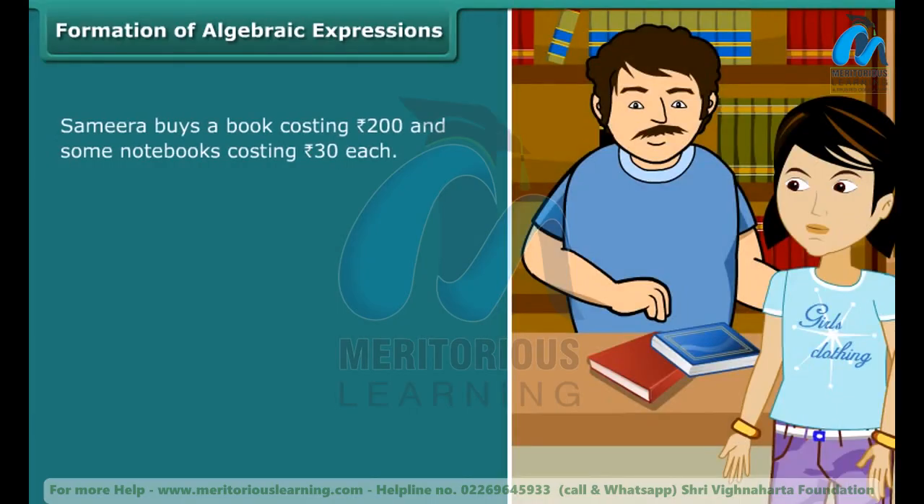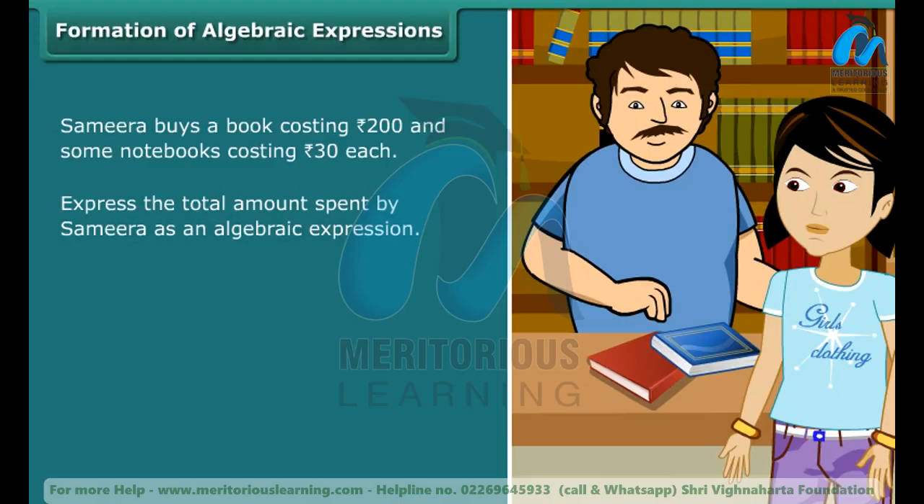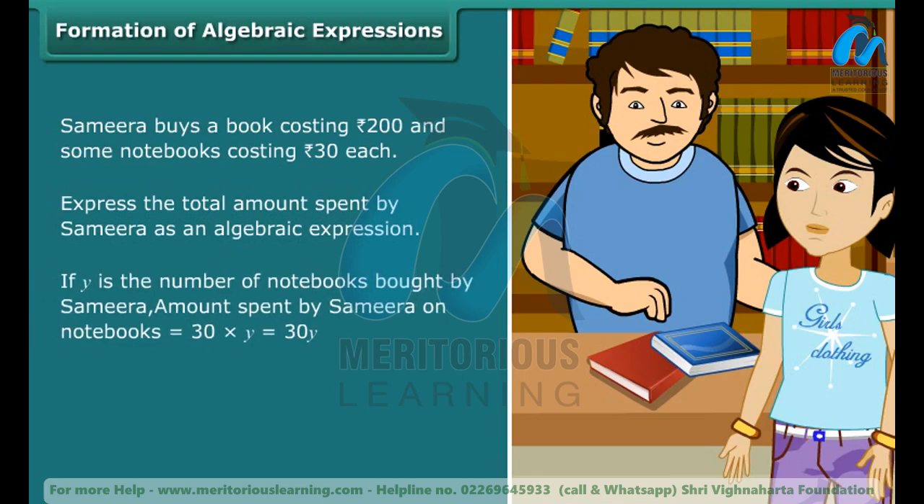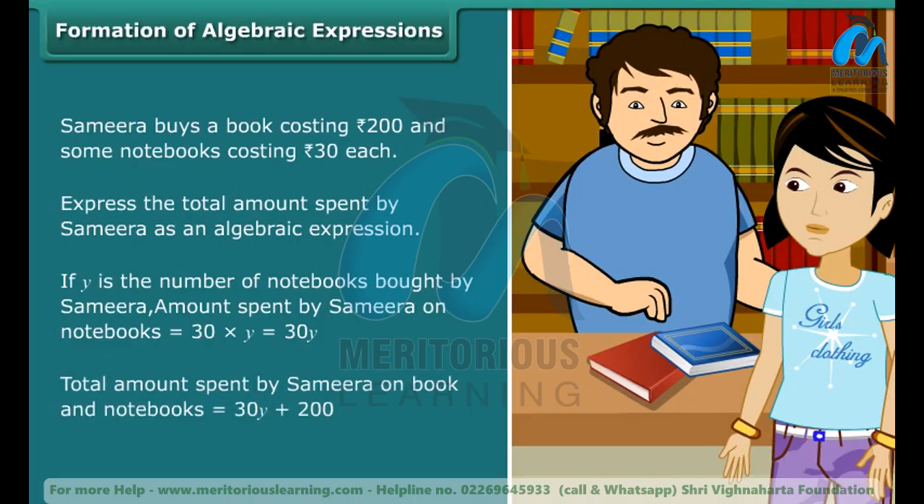Samira buys a book costing 200 rupees and some notebooks costing 30 rupees each. Express the total amount spent by Samira as an algebraic expression. If Y is the number of notebooks bought by Samira, amount spent by Samira on notebooks is equal to 30 into Y is equal to 30Y. Total amount spent by Samira on book and notebooks is equal to 30Y plus 200.